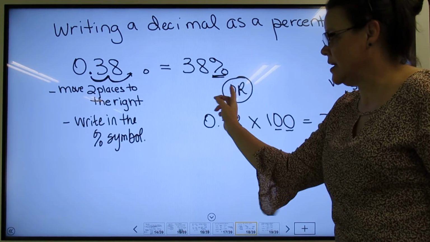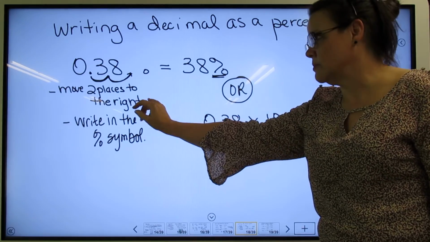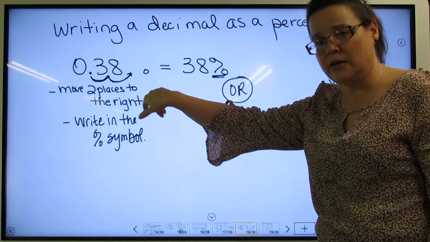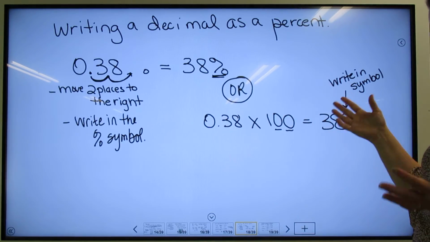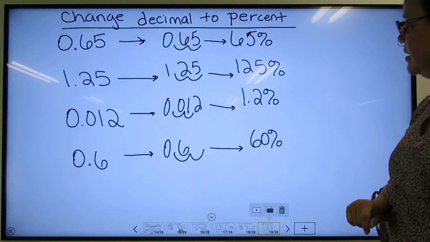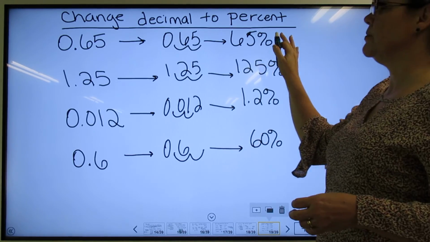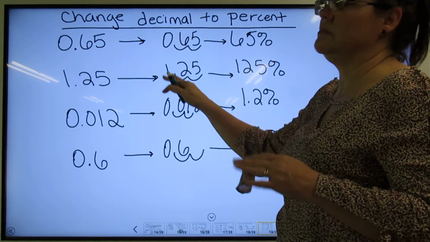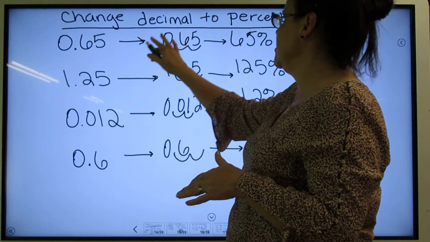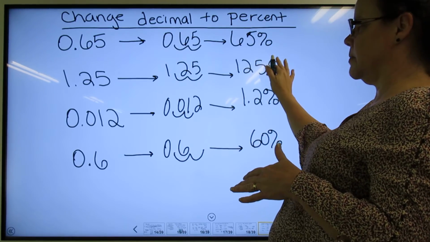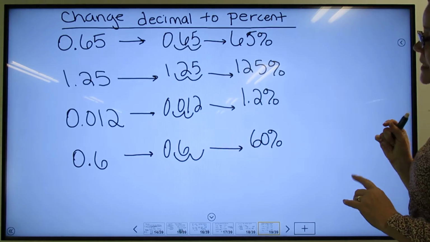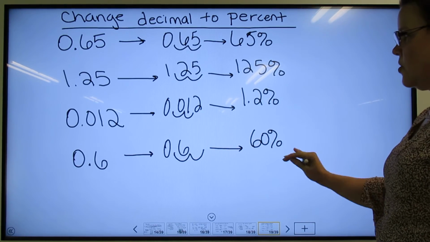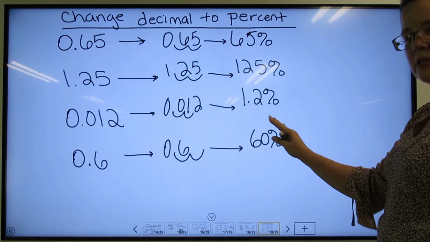So one or the other. I find moving the decimal 2 places to the right or 2 places to the left a lot easier than remembering what I have to multiply it by or divide it by. So change decimal to percent. We took some decimals, changed them, and put in the percent. You can stop the camera, pause it, and write this down and know how to write those numbers as percents.